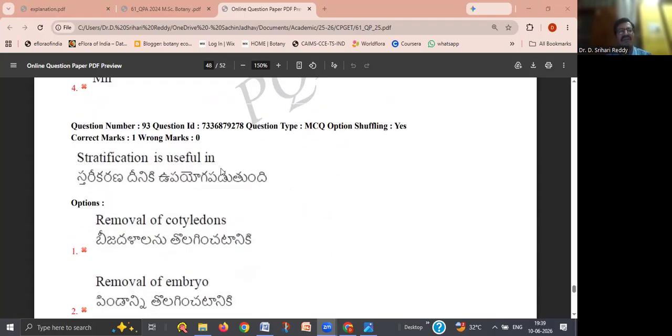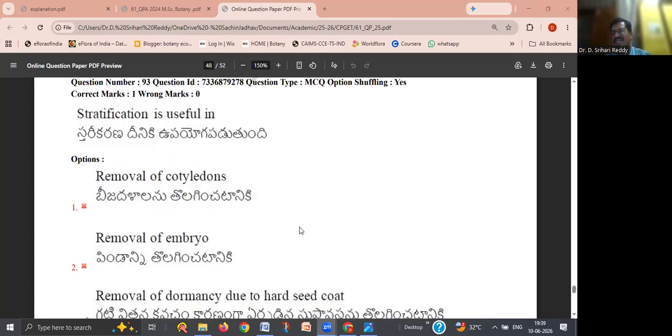Stratification is useful in. What is stratification? We know seed dormancy. What is seed dormancy? The seeds are not able to germinate due to some factors. One of the factors is a thick seed coat. If the outer seed coat is thick, then seeds take a lot of time for germination. The inability of the seeds to germinate, due to some external and internal factors, is called seed dormancy.